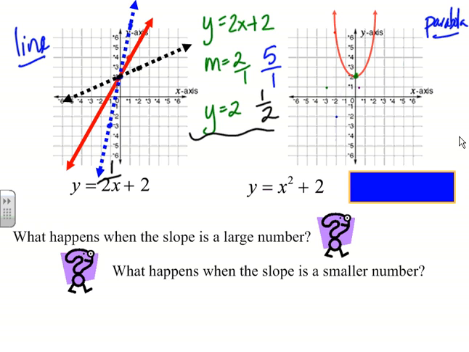And here we have what y equals x squared plus 2 does. Well, again, what would happen if the slope was a large number? In other words, the number that we put in front of the x squared, which right now is 1. Okay, but what if we put a number in there like 3 or 4?